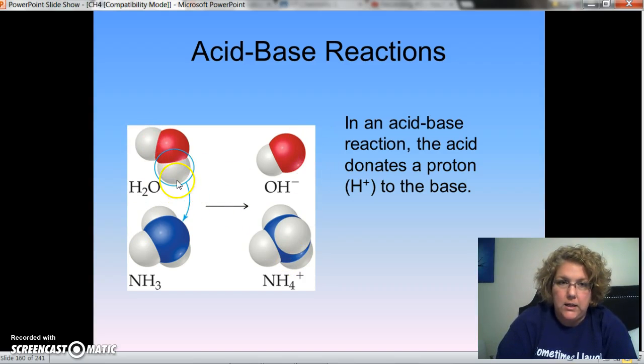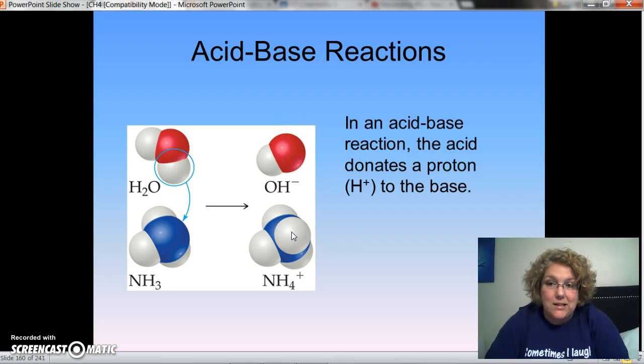We end up taking an H off of the water, giving it to the ammonia, making it ammonium, NH4+, and now the water is just an OH-. Now we've got ourselves a strong base. So in this instance, the ammonia and the water were able to do an acid-base reaction. So who's the acid here? Well, if acids are a proton donor, in this case, that H+ proton was donated by the water.